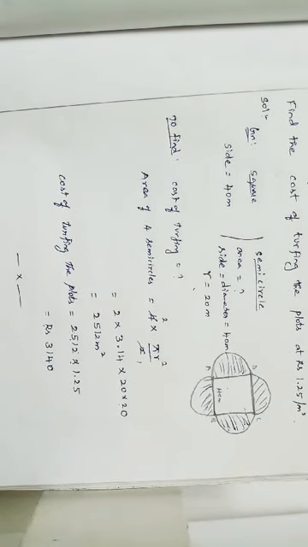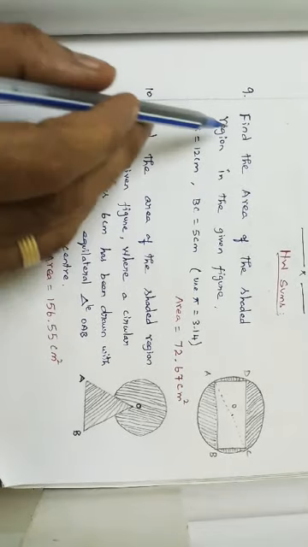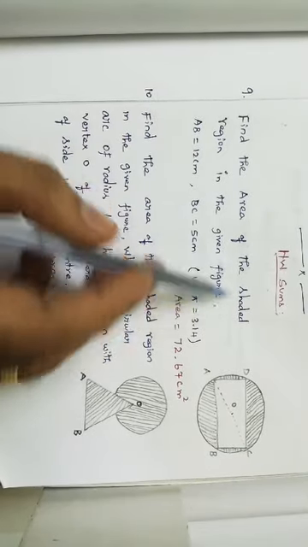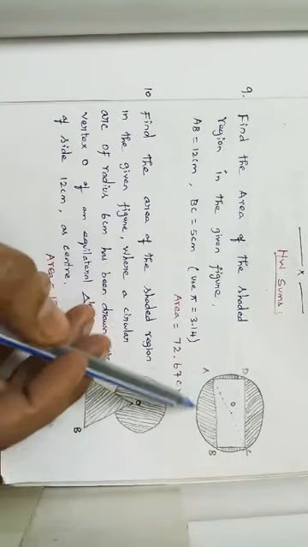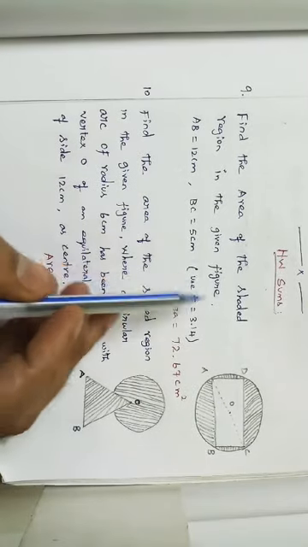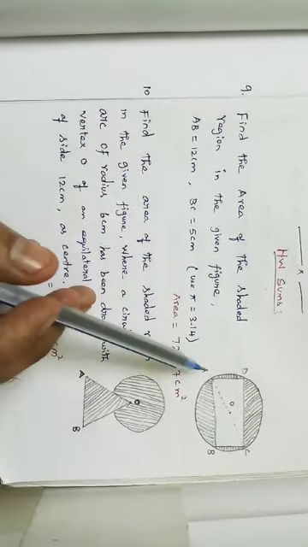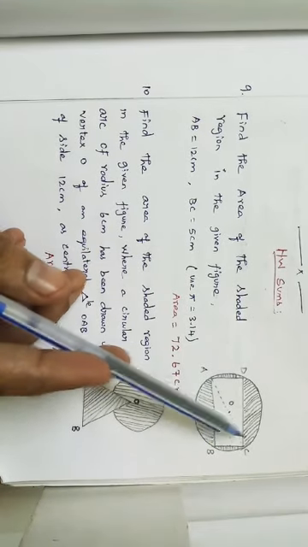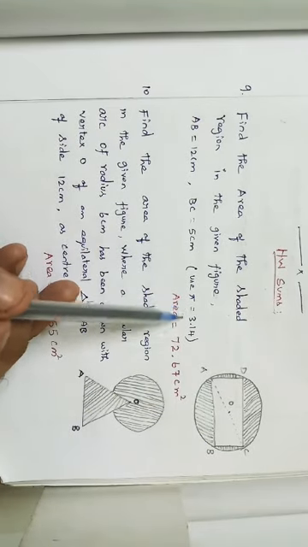Want to know the homework sums? Sum number 9. Find the area of the shaded region in the given figure. AB is equal to 12 centimeter, BC is equal to 5 centimeter. Use pi is equal to 3.14.